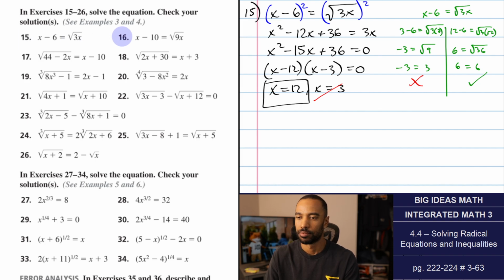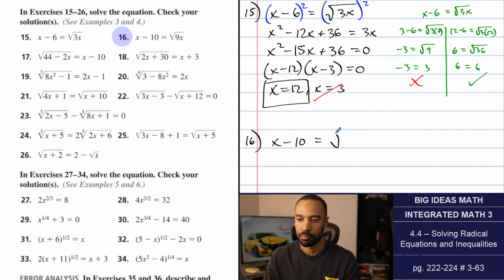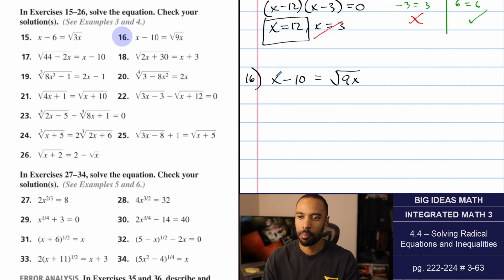Number 16. And it's not that both were extraneous, right? Maybe just one of them. x minus 10 equals square root of 9x. It'd be helpful if I wrote down the correct original problem. Let's square both sides again.